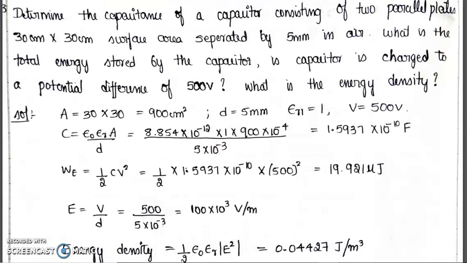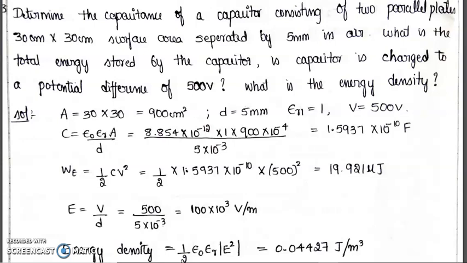Determine the capacitance of a capacitor consisting of two parallel plates of 30 into 30 centimeter square surface area separated by 5 millimeter in air. What is the energy stored by the capacitor if the capacitor is charged to a potential difference of 500 volt? What is the energy density? So you have to find the capacitance of the capacitor, the energy stored by the capacitor if it is supplied with a potential of 500 volt, and the energy density.